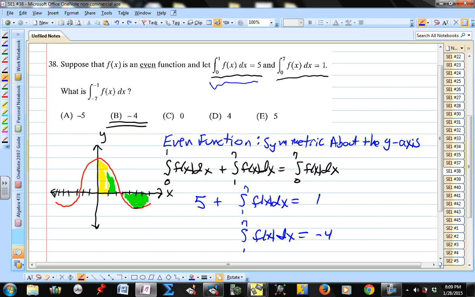Now, what we know about even functions will help us answer the question. They asked us to integrate from -7 to -1. Well, you see, with an even function, the symmetry tells us that the integral from -7 to -1 is equivalent to the integral from 1 to 7. So in other words, we found that the integral is -4. This matches option letter B.